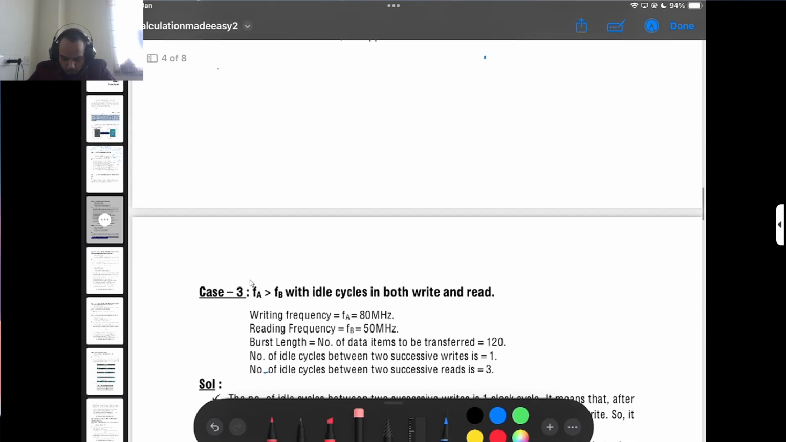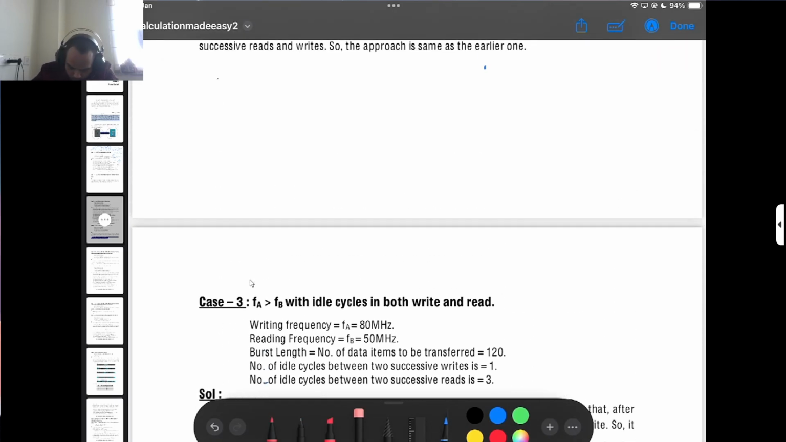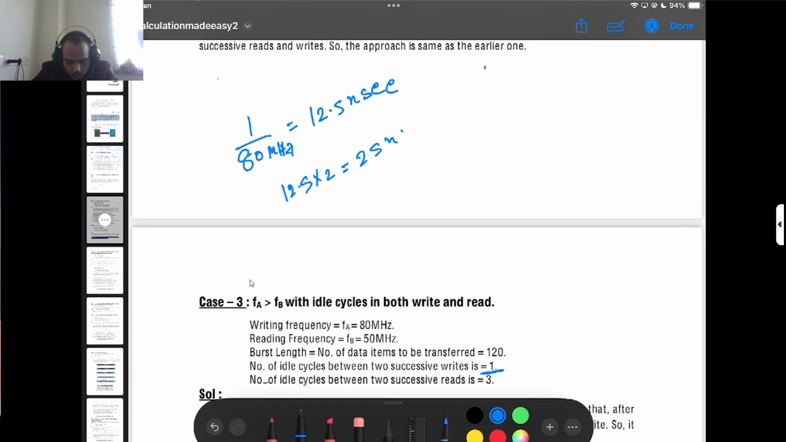So now try to solve the problem. What's the problem? FA is 80 megahertz, so 1 by 80 megahertz, one clock cycle is 12.5 nanosecond. But it requires two clock cycles between two successive writes. So my total time for writing one data is 12.5 into 2, that is 25 nanosecond for sending.